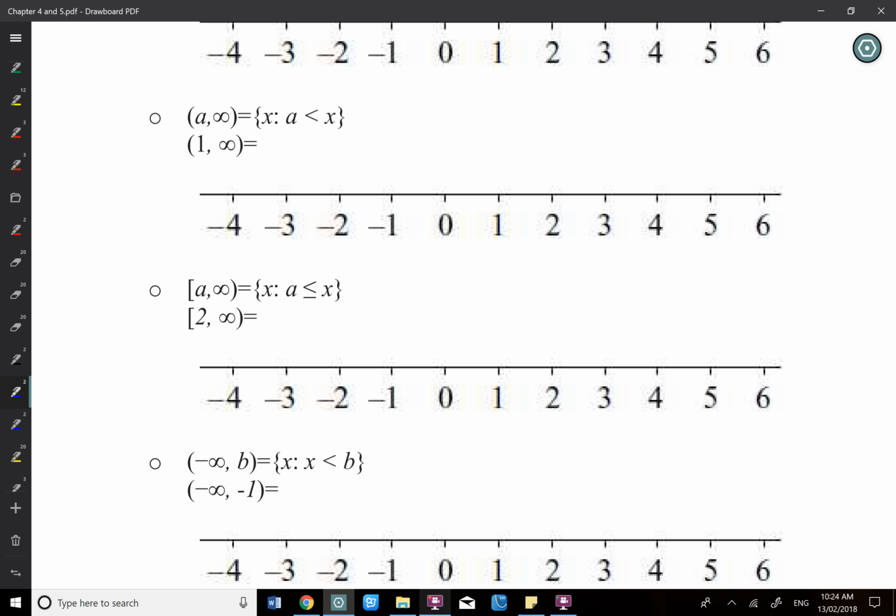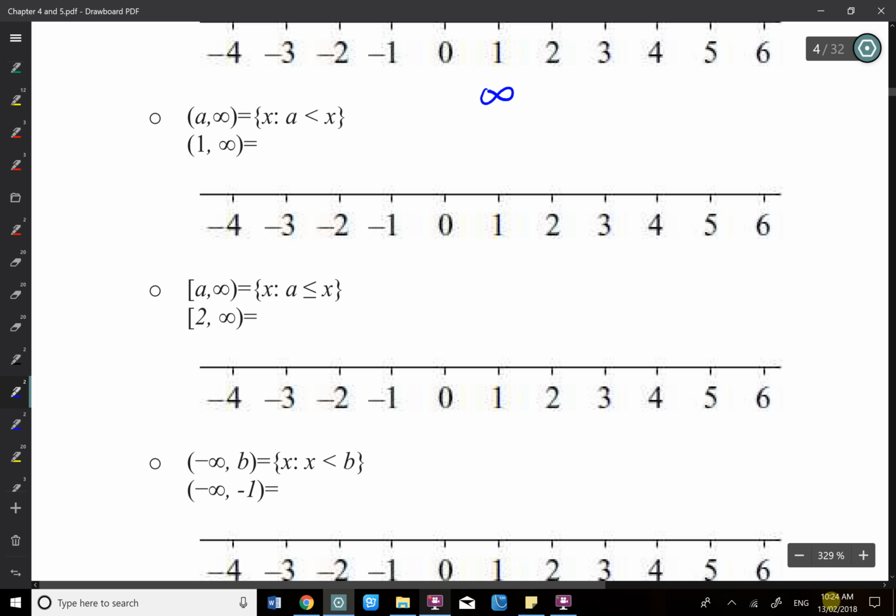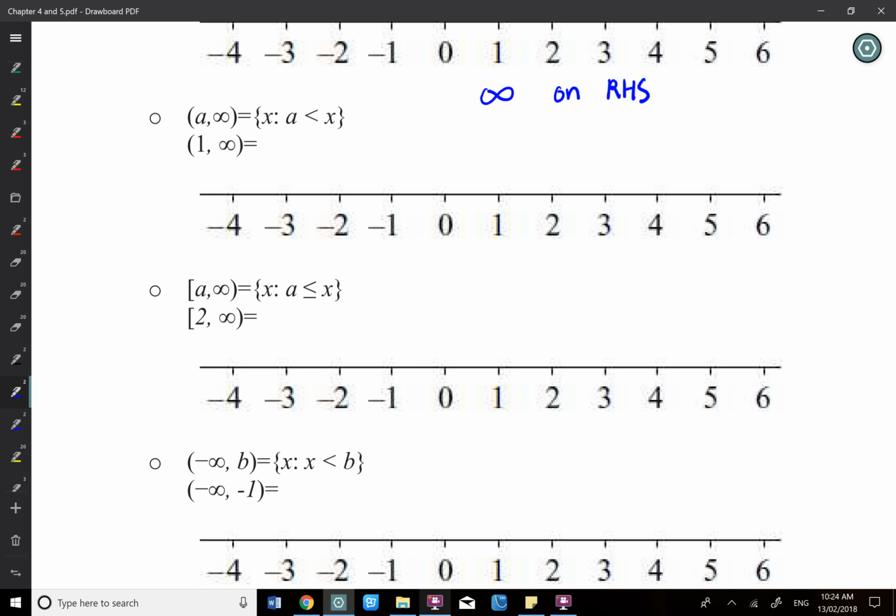Okay, what does infinity mean? It's the symbol like an 8 lying horizontally, not vertically. It's called infinity. Infinity means infinitely large, so all the way to the right. So it's 1 and all the way to the right. This must always be on the right hand side. You can't go from infinity to some number, because infinity is already the largest number you can have, so it must be on the right hand side.